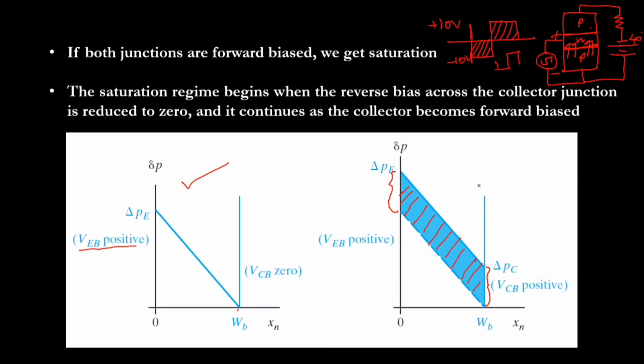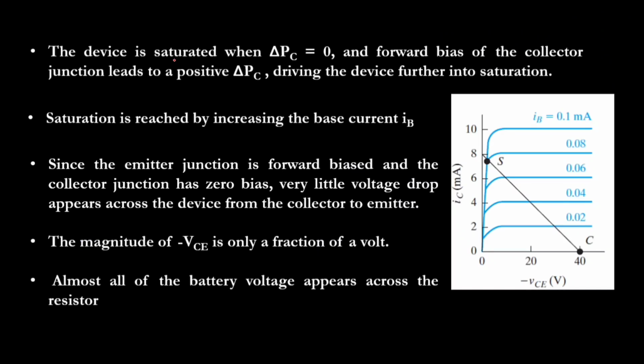If I increase the base voltage again and again, more holes are going to diffuse from emitter to base. So the excess hole concentration will become more and more in the base region. That is what this represents here. Now the device is saturated when delta PC is equal to 0. The forward bias of the collector junction leads to positive delta PC, driving the device further into saturation.